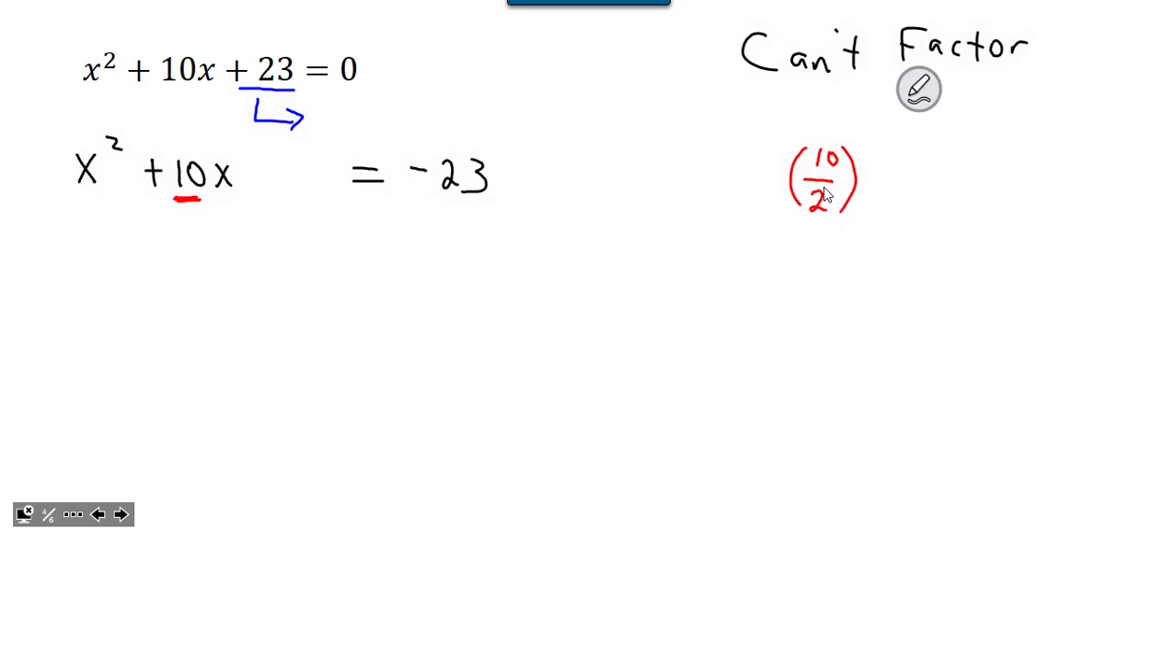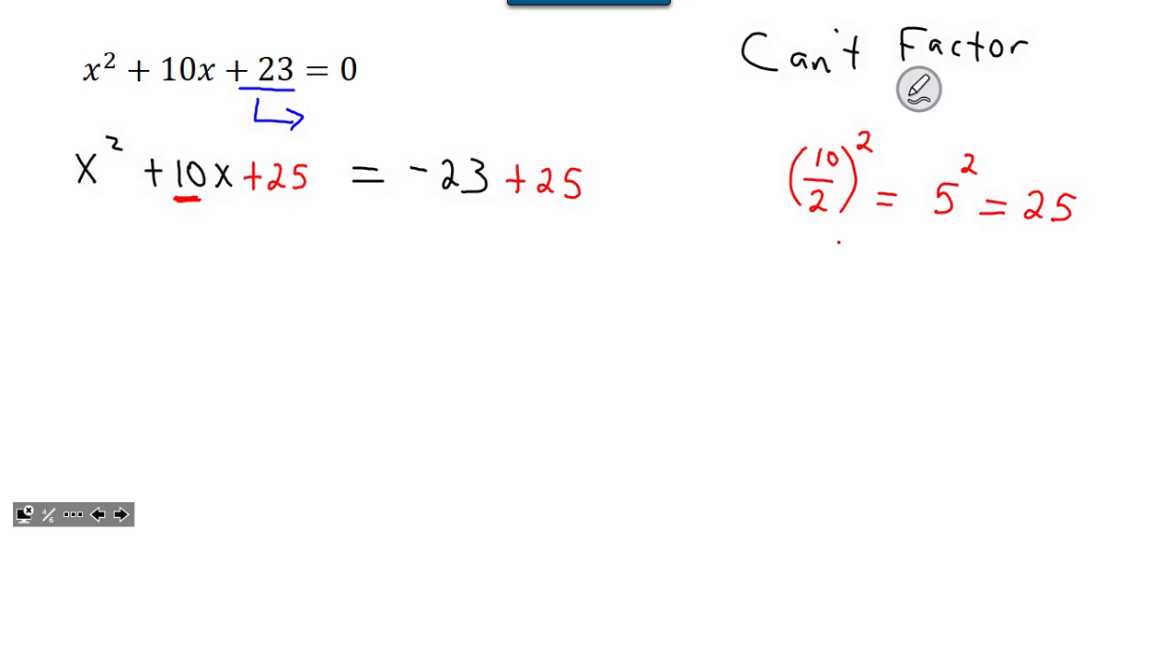But after I half it, I turn around and I square it, hence the name completing the square. So half of 10 gives me 5. I'm going to take 5 and square that, and 5 times 5 gives me 25. So what I do is I add 25 to each side of this equation, so I balance that out. If I add it to the left-hand side, I have to be fair and add that to the right-hand side.